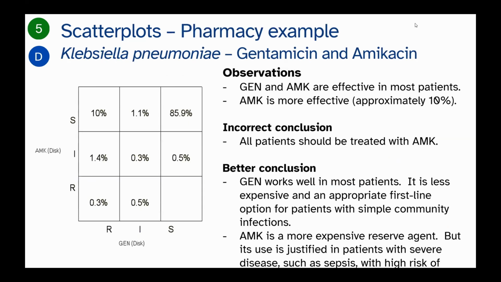This is another example of a scatter plot from a pharmacy perspective. It is a scatter plot showing Klebsiella pneumoniae and a comparison of the two aminoglycosides, gentamicin and amikacin. In the graph in the top right, we see that approximately 86% of the bacteria are susceptible to both drugs. Therefore, both drugs are relatively good. In the lower left, 0.3% are resistant to both drugs.